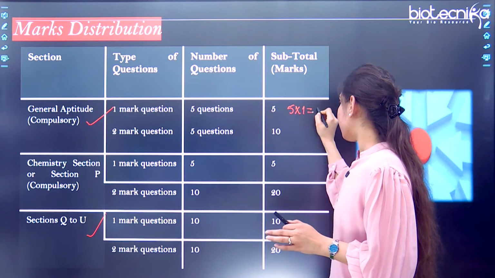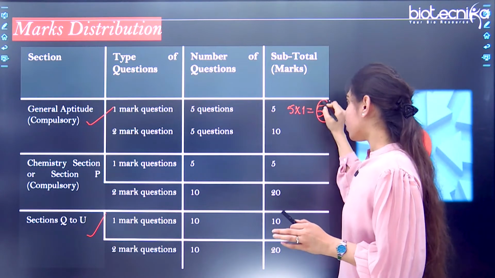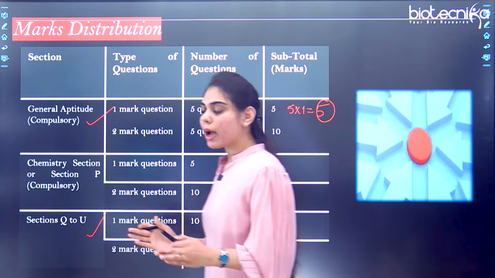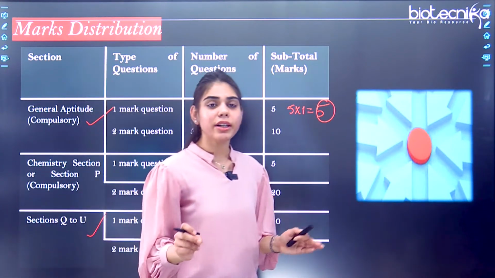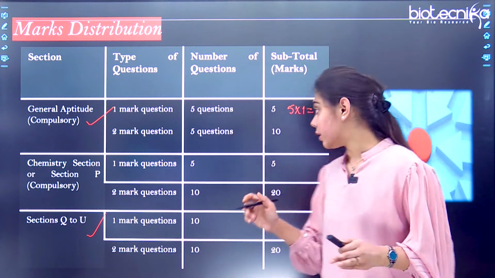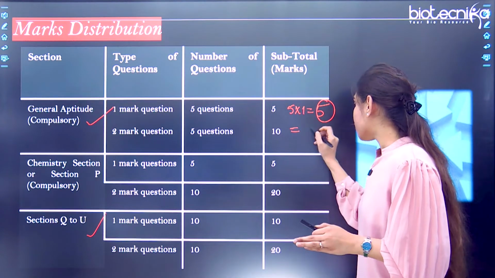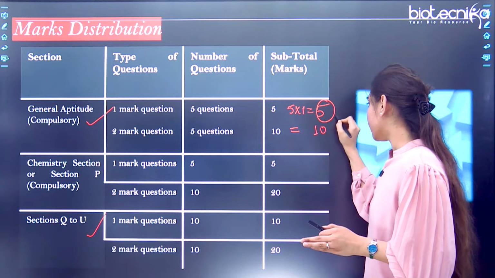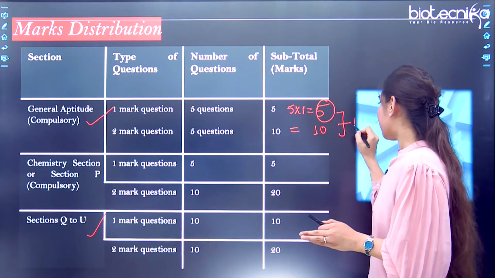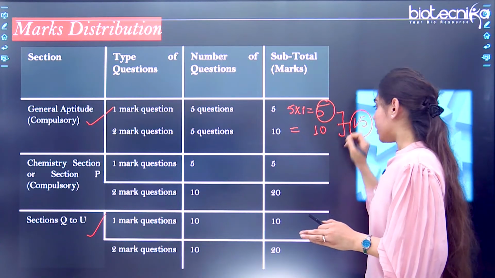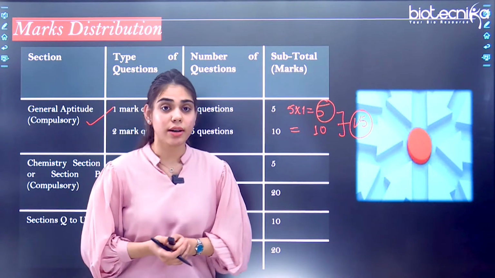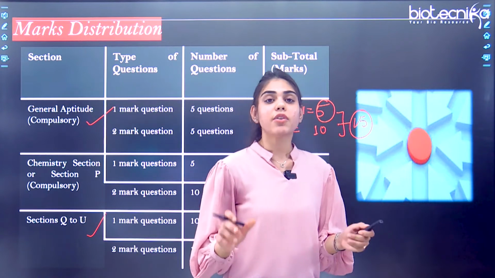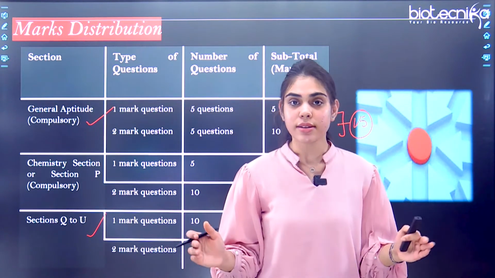So total 5 marks questions for 5 questions for 1 marks, and 2 marks questions you will again find it 5. So total it is 5 in number. So 5 into 2 is 10. So general aptitude is asked for total 15 marks. So if you include 5 and 10, it will come to the total of 15. So total of 15 marks questions are asked from general aptitude itself. So it covers 15% of the syllabus.